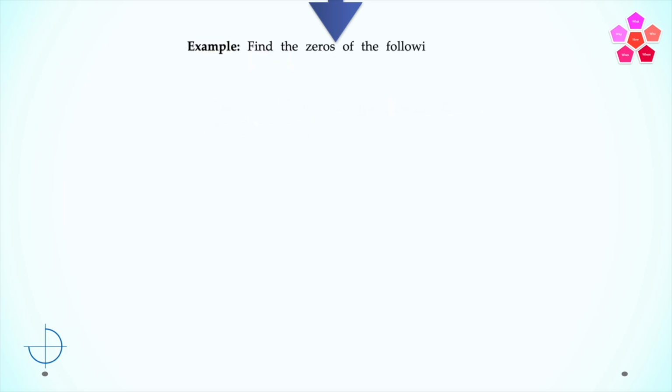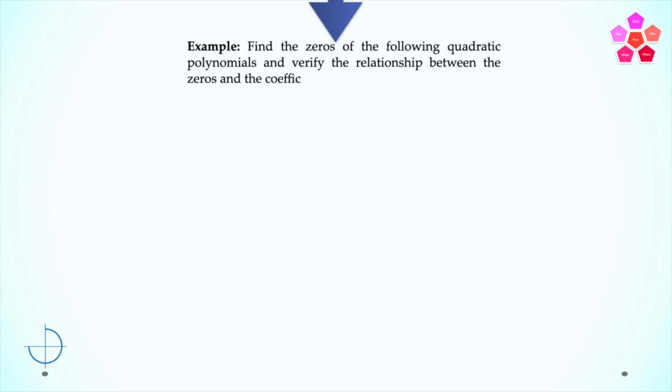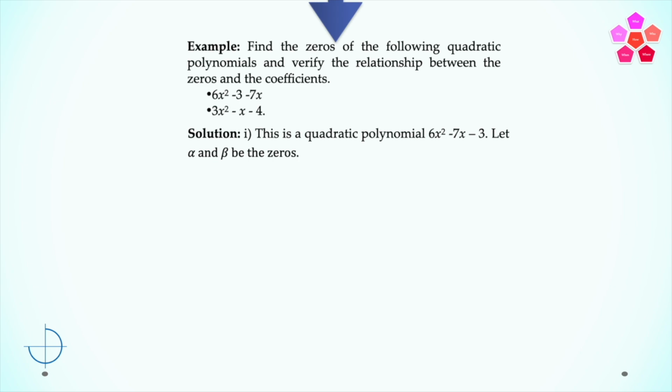Find the zeros of the following quadratic polynomials and verify the relationship between the zeros and the coefficients: 6x squared minus 3 minus 7x, and 3x squared minus x minus 4. This is a quadratic polynomial where we have 6x squared minus 7x minus 3. Let alpha and beta be the zeros. So 6x squared minus 7x minus 3 is equal to (2x minus 3) into (3x plus 1). What we have done? We have factorized the equation.